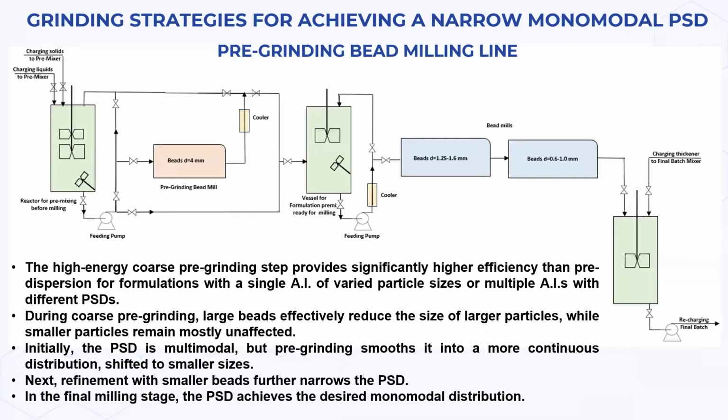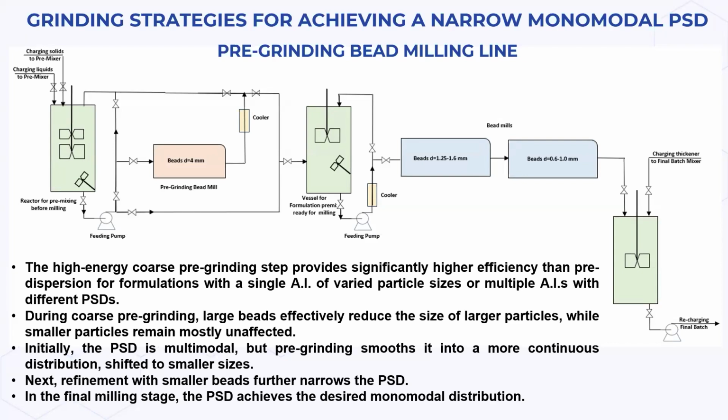Pre-grinding SC line. Achieving a monomodal PSD can be challenging when working with single active ingredients of varying sizes or multiple actives with distinct PSD. For example, in formulations where one active has particles around 200 to 300 microns and another under 100 microns, high energy coarse pre-grinding is essential. The use of coarse pre-grinding significantly enhances efficiency compared to predispersing techniques.